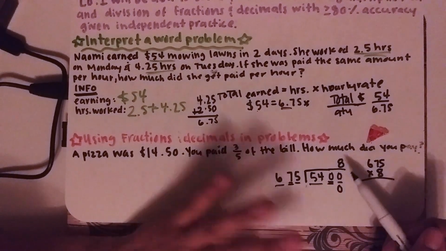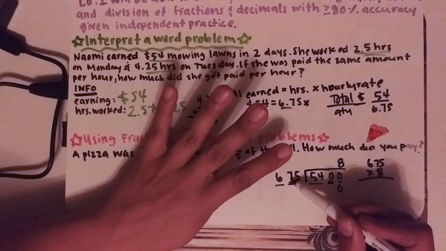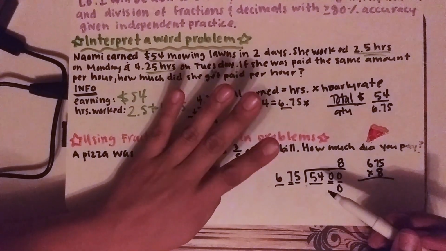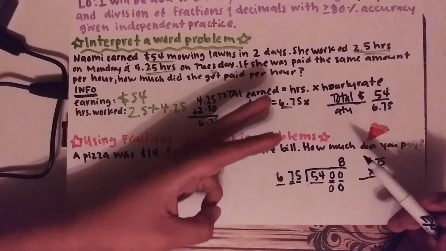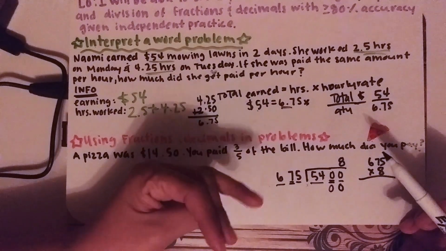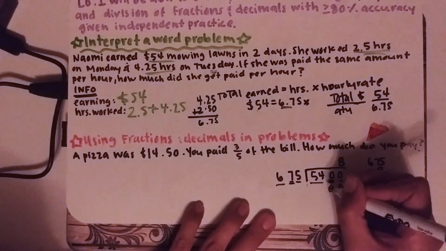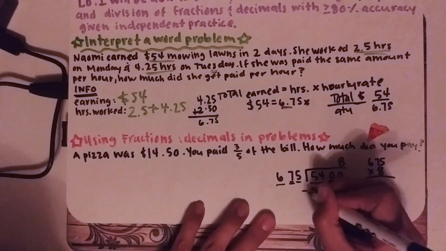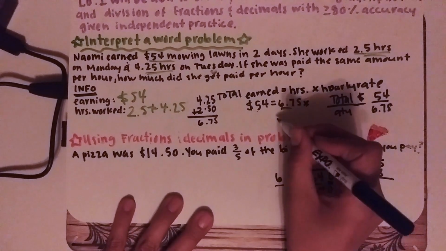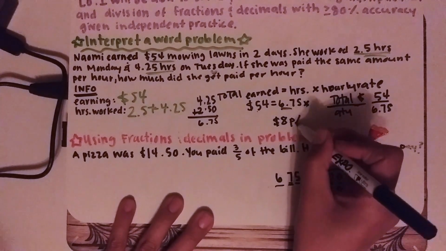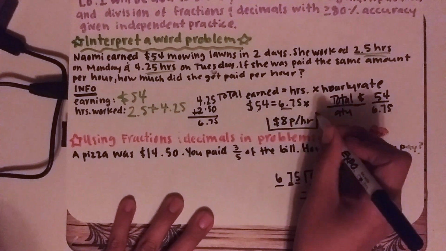So 8 times 5 is 40, carry 4 over, and then I go 8 times 7 is 56 plus 4, that's 60, so carry my 6 over. And then 8 times 6 is 48. 40 plus 8 is actually 54. So that's basically that, right? And so it's $8. So she's getting $8 per hour. Okay, that's her hourly rate.